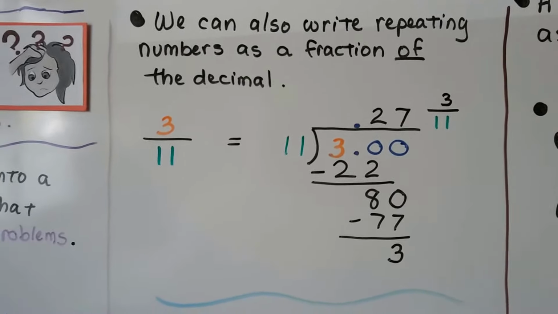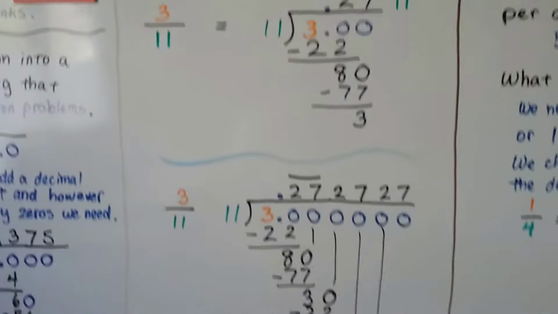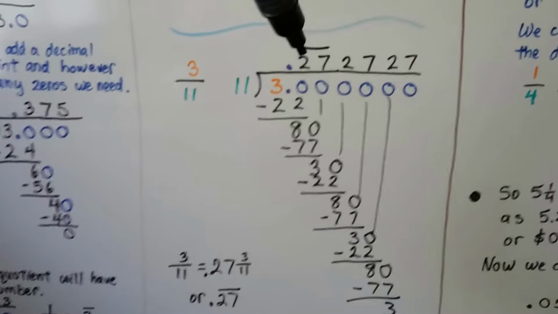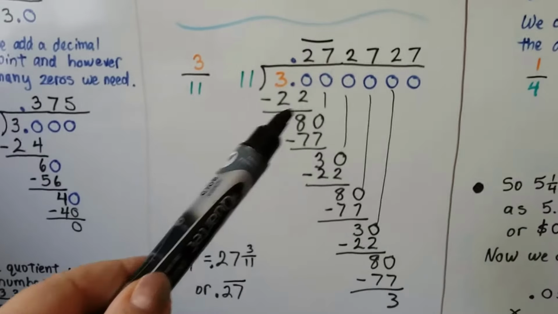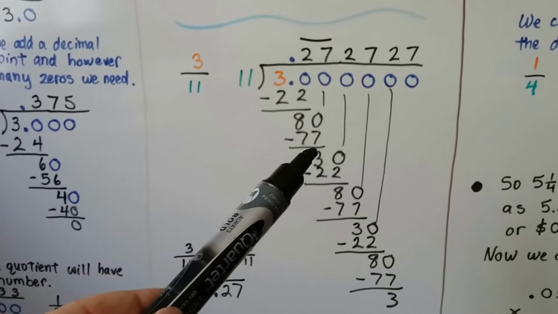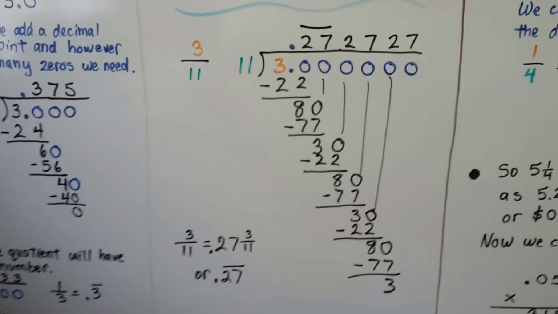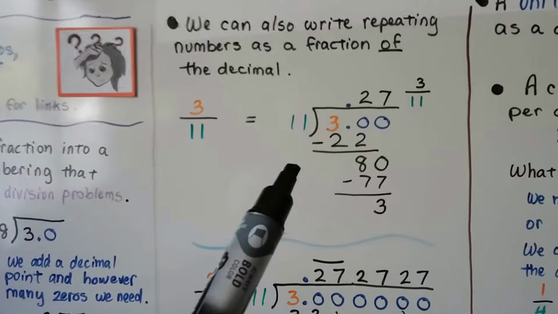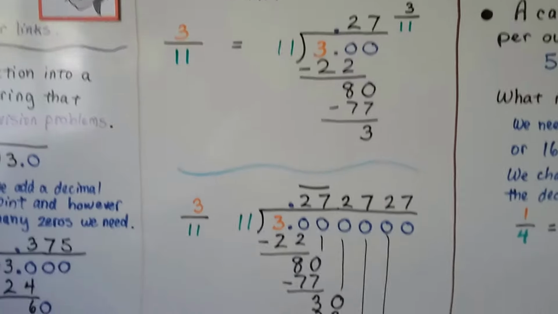Now, if we kept going to try to get to 0, what would happen with this particular fraction is no matter how many zeros we added, we would keep getting 27, 27, 27, and it would just keep going on forever. We would keep getting an 80, then a 30, then an 80, then a 30. See, we drop down the other 0. So we can write it like this and say it's 0.27 and 3/11ths, because that's the numerator, that's the denominator. The remainder is the numerator.